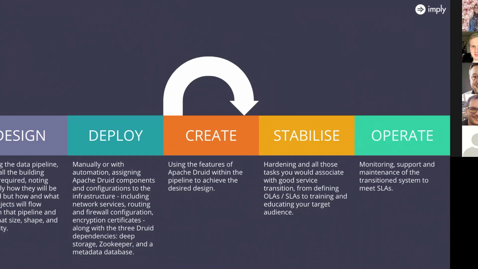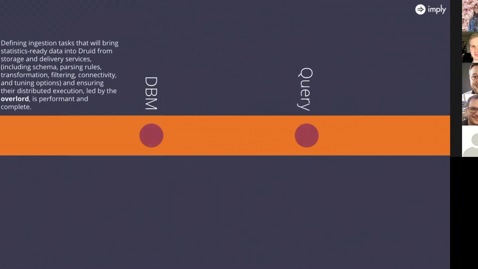Now the create box, we thought that's a little bit too little detail. So we've broken the create box down into 3 areas: ingestion, query, and database management. Those of you who are familiar with Druid will know that we are talking about the 3 lead processes in a Druid cluster. Ingestion, led by the overlord. Database management tasks, led by the coordinator. And then querying, led by the broker. And when I say it like that, I think those of you who are Druid users will understand what I'm talking about.